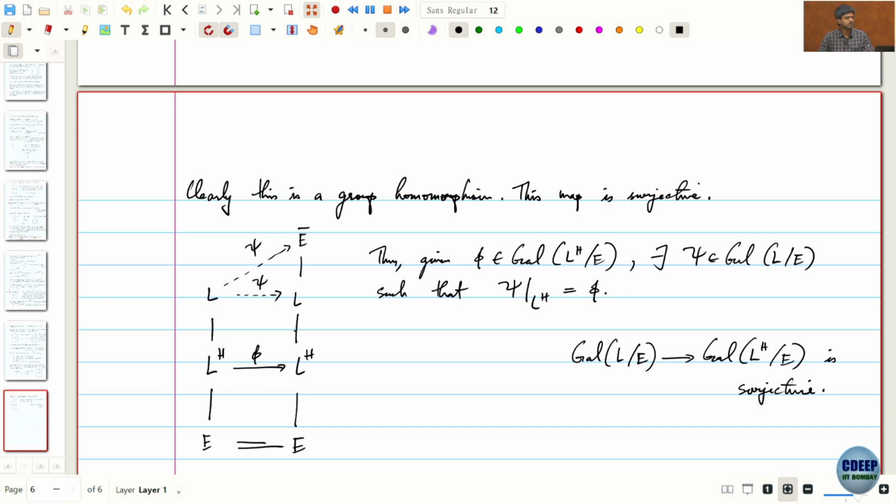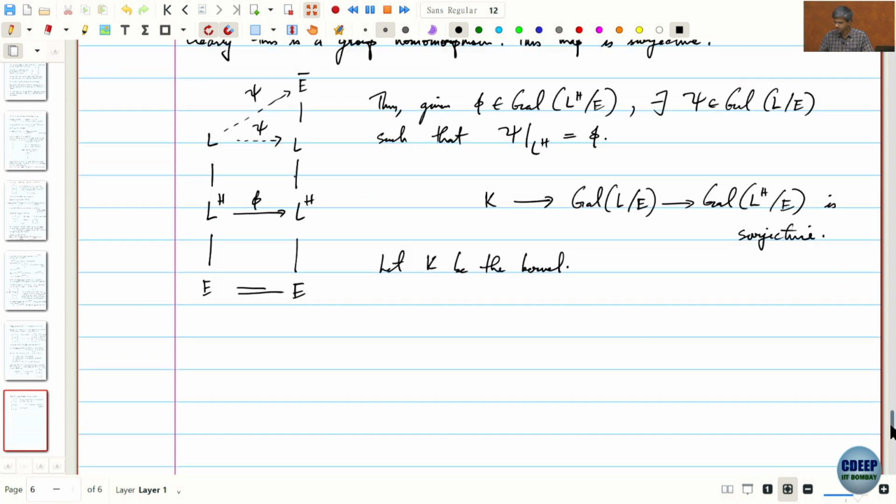Okay. Now let K be the kernel. So it is clear that Galois L over LH is contained in K. Right? Why is that?